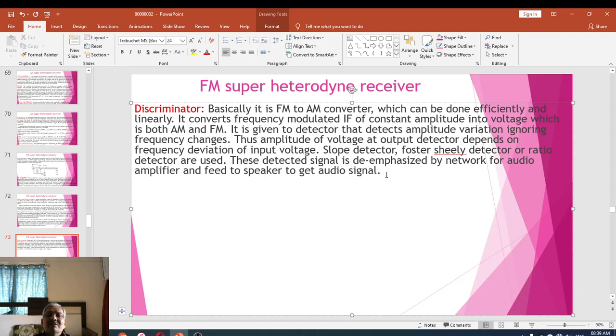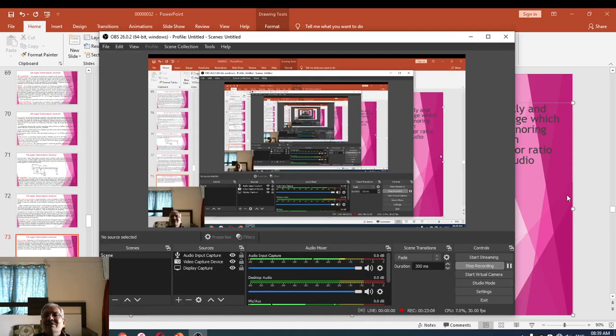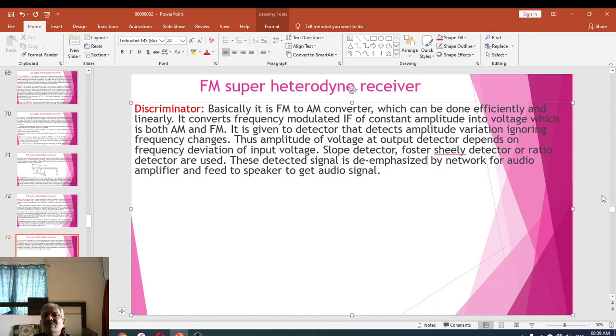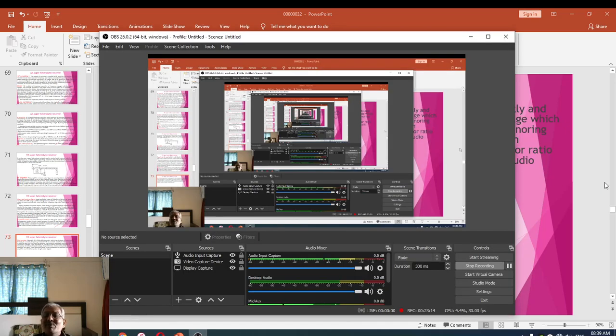Thus, we studied the working of the FM superheterodyne receiver along with the block diagram and the differences which lie between the AM and the FM superheterodyne receiver. Next time we will meet with the concept of the television receiver.